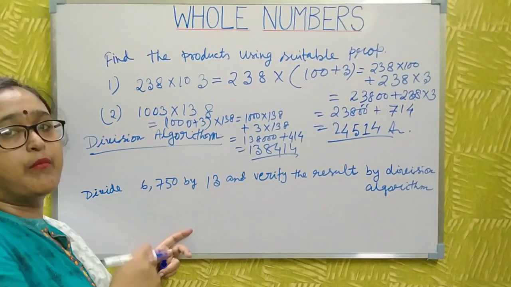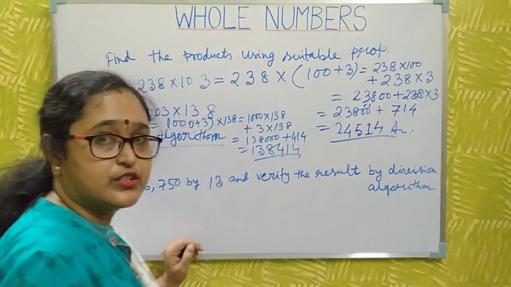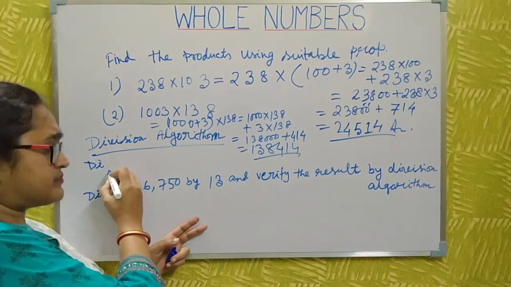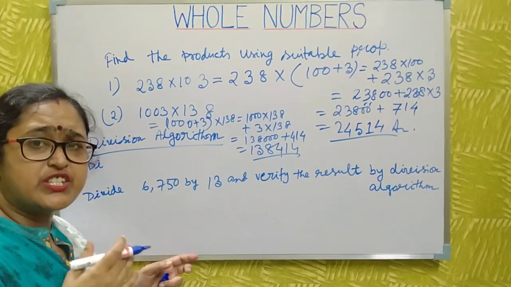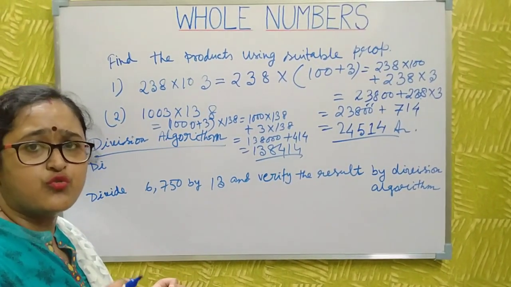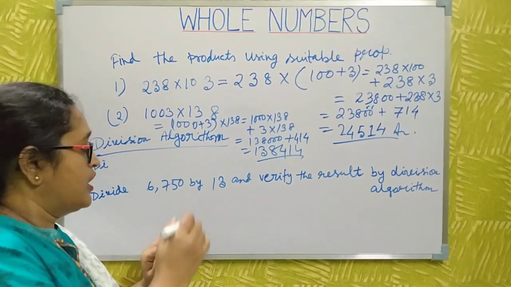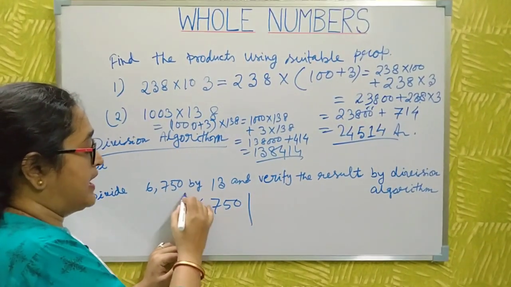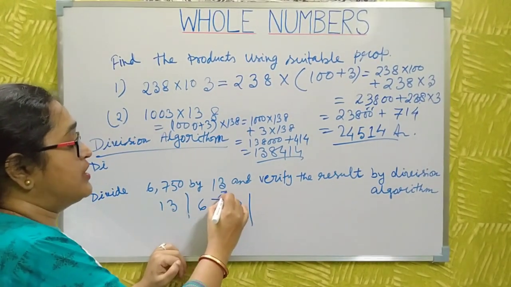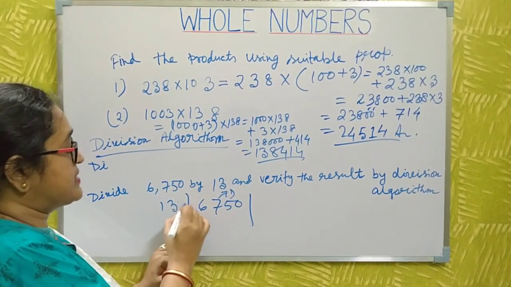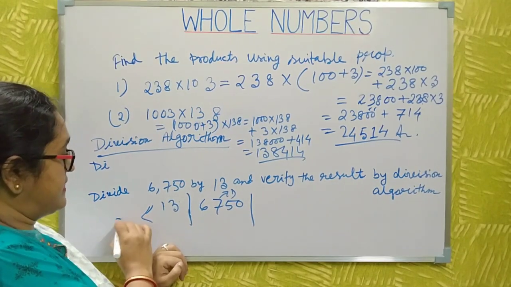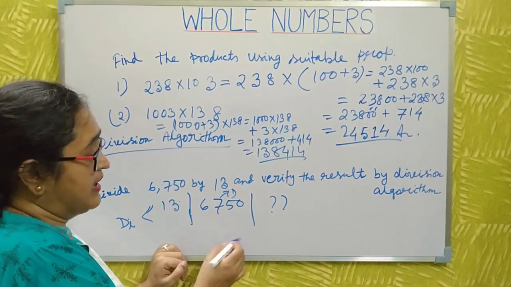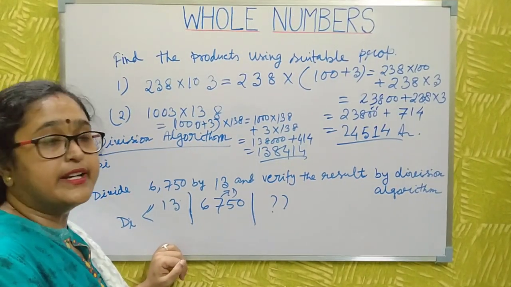Now I discuss the division algorithm. What is the division algorithm? All of you know which is dividend, which is divisor, which is quotient and which is remainder also. When you do the division, this is called dividend, this is called divisor, the answer becomes the quotient, and the remaining is the remainder.